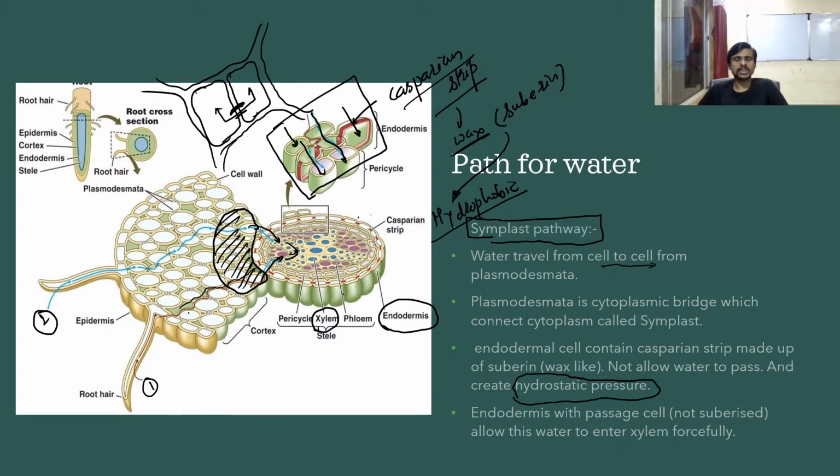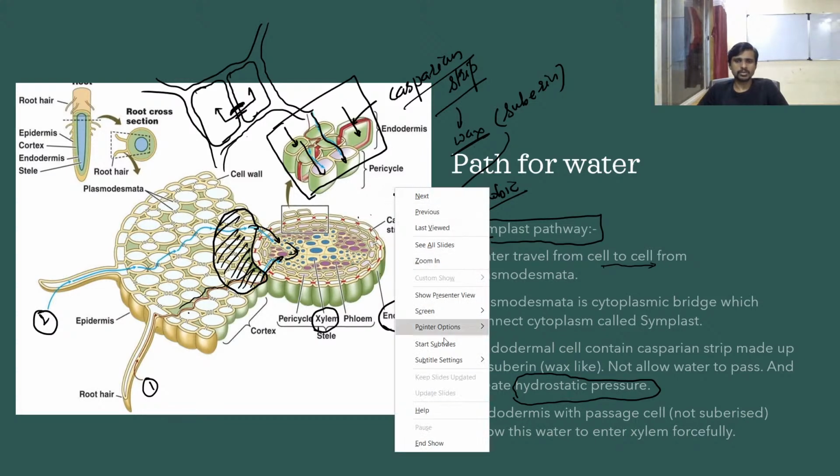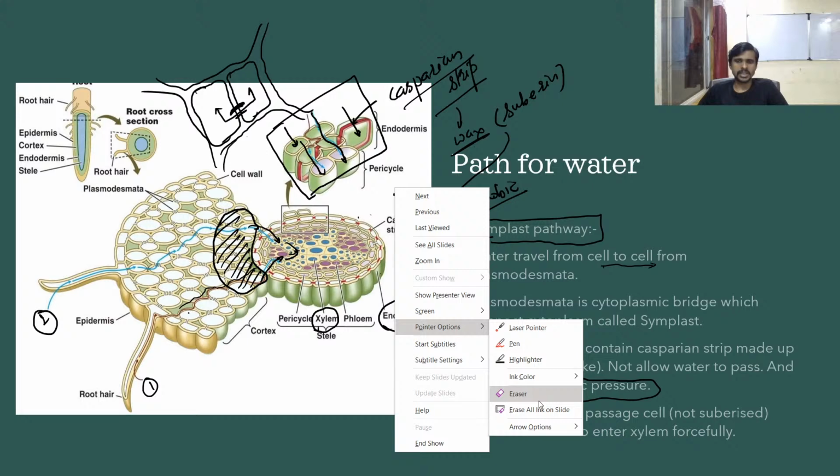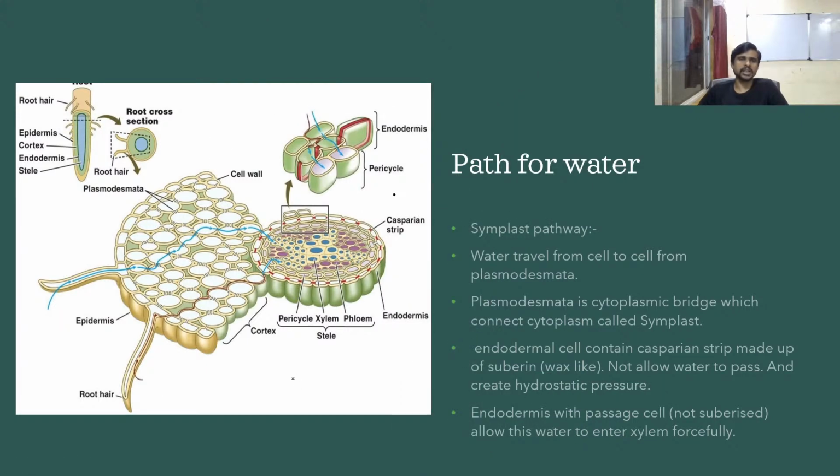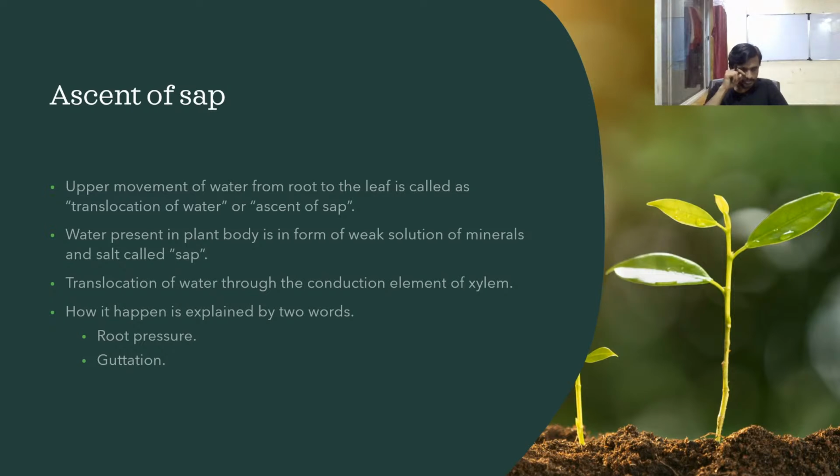So in this pathway, each and every molecule of water moves through the living part, and we call it the symplastic pathway or symplast pathway of movement of water. So guys, there were two pathways. One is apoplast and second is symplast. We already completed apoplast, and now this is symplast. Let's see what is next.